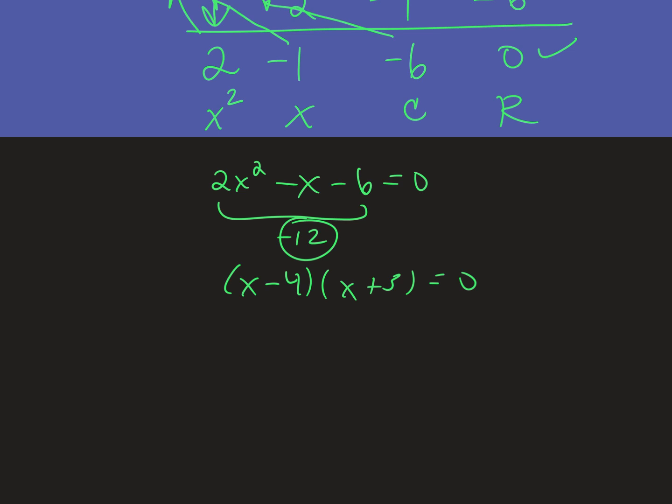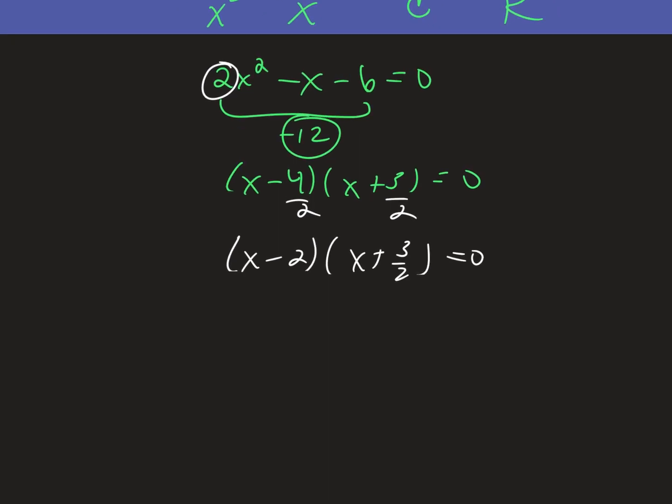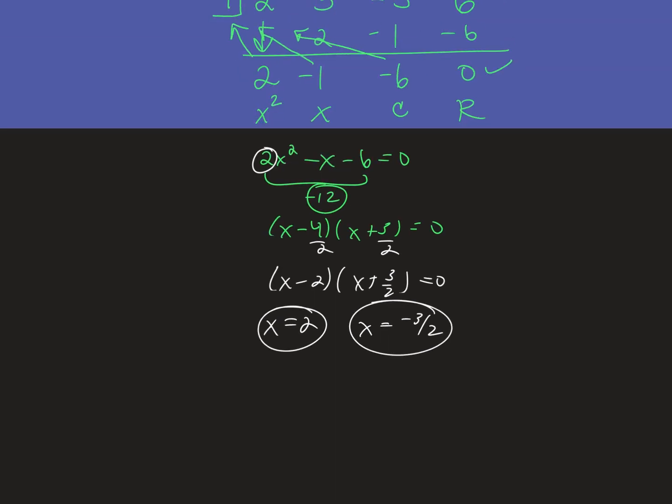What's one thing I have to do before I go ahead and set equal to 0? Divide both by 2. So this becomes x minus 2 and x plus 3 over 2 equals 0. So what are my other 2 answers, my other 2 roots, my other 2 solutions, my other 2 x-intercepts? 2 and negative 3 over 2. Perfect. Good job, guys. Does that make sense?